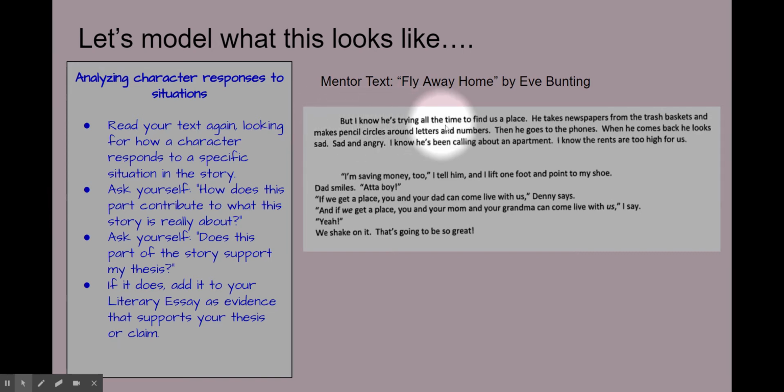But I know he's trying all the time to find us a place. He takes newspapers from the trash baskets and makes pencil circles around letters and numbers. Then he goes to the phones. When he comes back, he looks sad and angry. I know he's been calling about an apartment. I know the rents are too high for us.